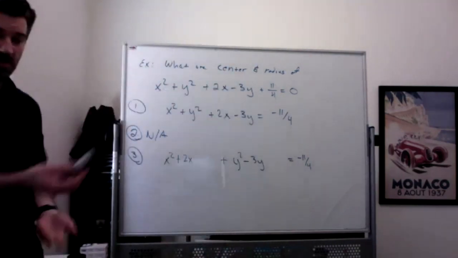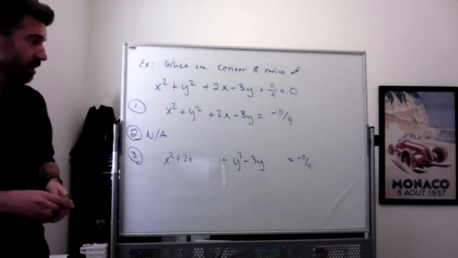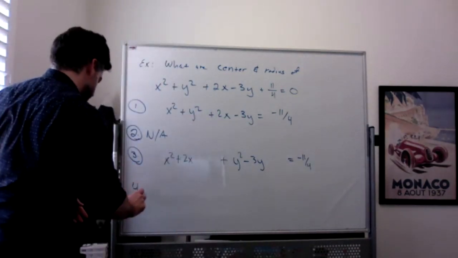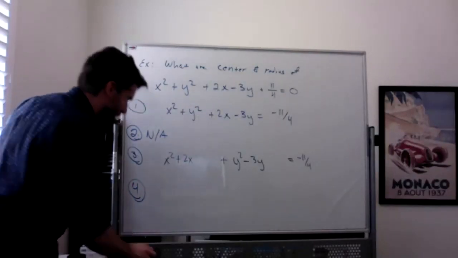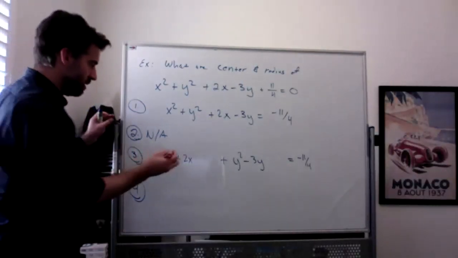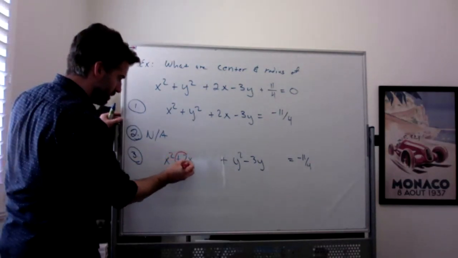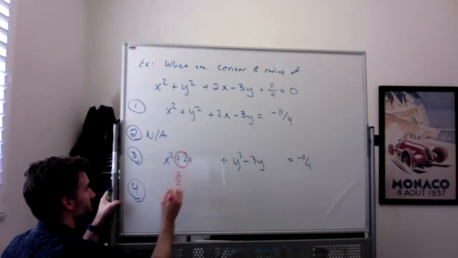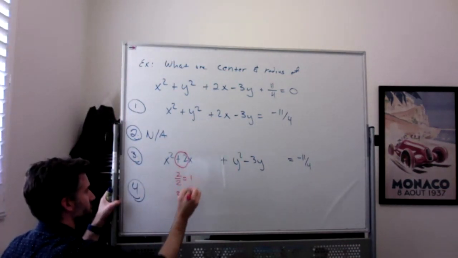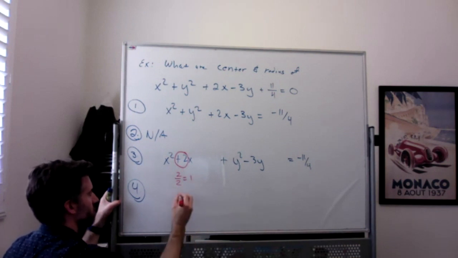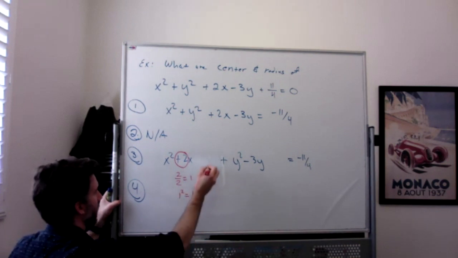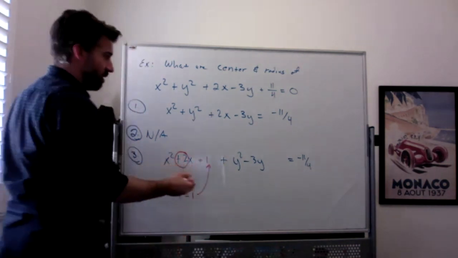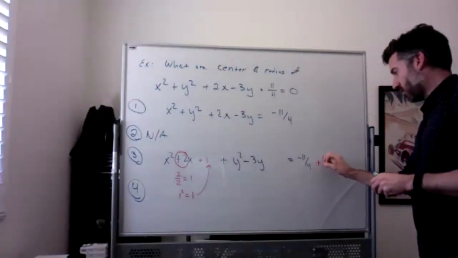Okay. And here's where the completing the square is going to happen. So we're going to complete the square for the x's and for the y's. The way we do that is we take this coefficient of x, positive 2, we divide that by 2, and then we square it. And that's what we add right there. And if we add it over here, we have to add it over here.